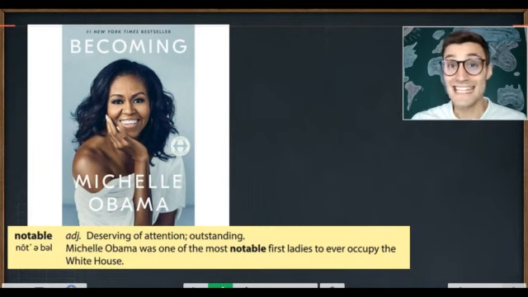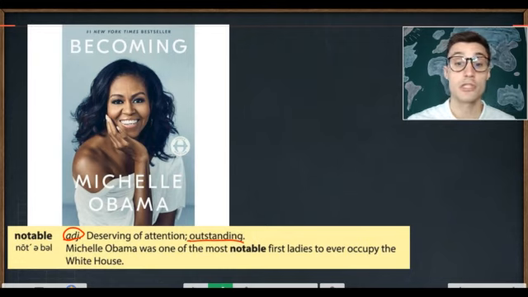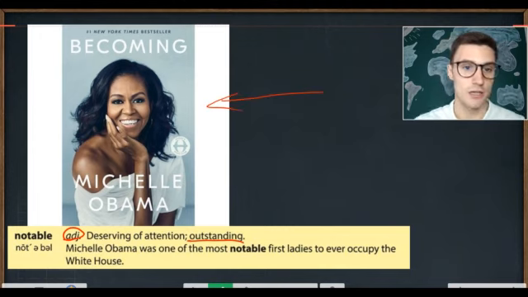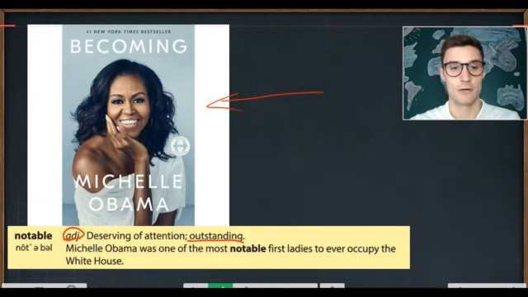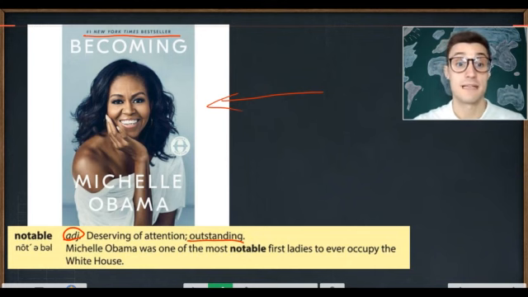The next word is notable. We use this word to describe something or someone which deserves attention. Outstanding is a synonym for notable. Michelle Obama was one of the most notable first ladies to ever occupy the White House. She wrote this book, Becoming Michelle Obama. I haven't read it. Sure, I'm not going to read it, but apparently it's very notable. It was a New York Times bestseller. Wow.